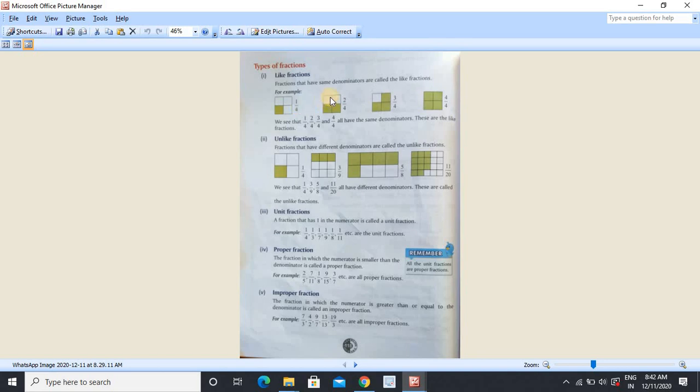Again you can see in this square 4 squares are there. It is divided into 4 squares and its 2 parts are shaded. So it is known as 2 by 4 and so on, 3 by 4 and 4 by 4. Okay. So we see that 1 by 4, 2 by 4, 3 by 4 and 4 by 4 all have the same denominators. So these are the like fractions. So fractions that have same denominators are called the like fractions.